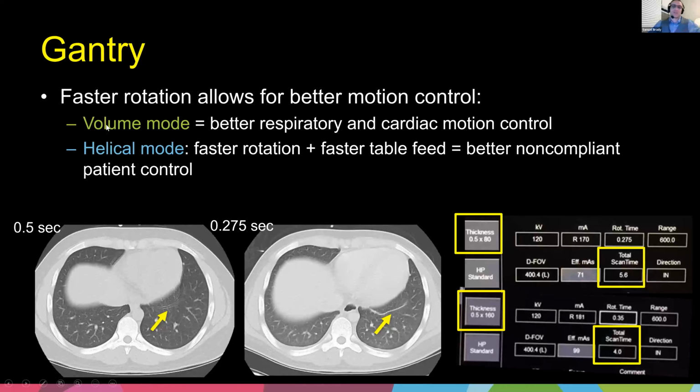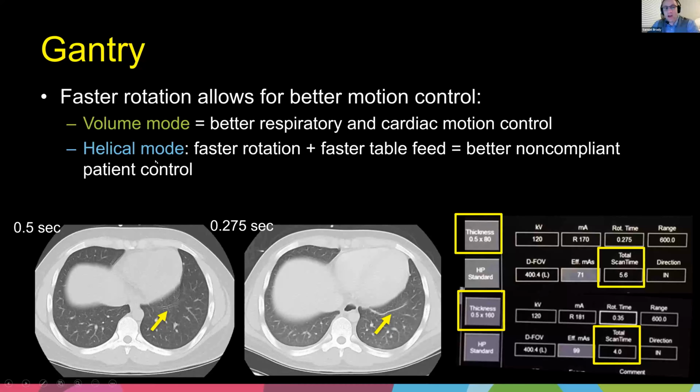So by doing volume mode, remember we talked about there are two vendors out there that sell scanners that can do 160 millimeters, or 16 centimeters wide, in a single rotation, which is pretty good. Generally speaking, that will cover the entire adult heart in one single rotation. Can't get much faster than that.